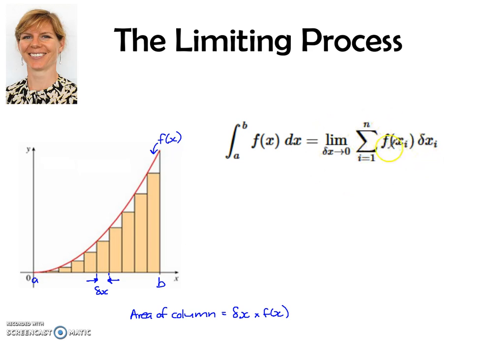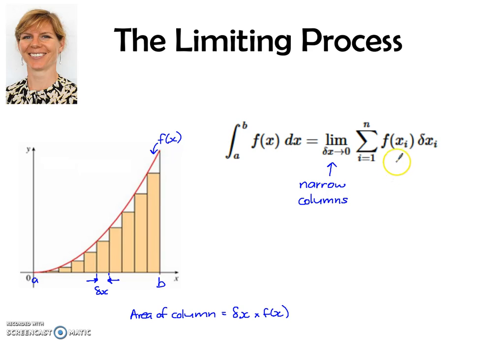Now, this is saying that we want to sum that over all of these columns for whatever width we choose. However many columns we choose, we're going to divide this into n columns between a and b. That's where this n comes from. However many of those there are, we're going to add them all together. So basically this is narrow columns, as narrow as you can get, saying that we want delta x to be as close to 0 as we can.